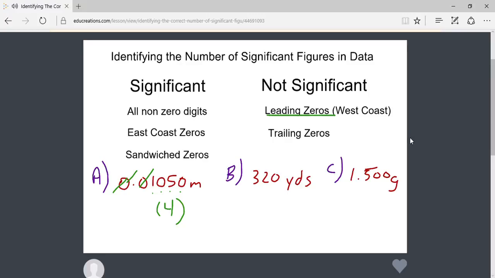Comparing to example B, it has a 3 and a 2, both non-zero digits, which would be considered significant. And it has what we would know as a trailing zero because no decimal position appears in this particular measurement. Therefore, this is made up of 2 significant figures. Looking at example C, we see a 1 and a 5, both non-zero digits, which are considered significant. And we also see 2 zeros to the right of the decimal, which sometimes we like to refer to as East Coast zeros. So these East Coast zeros are also significant to the measurement. This contains 4 significant figures.